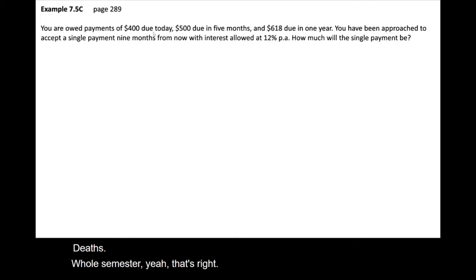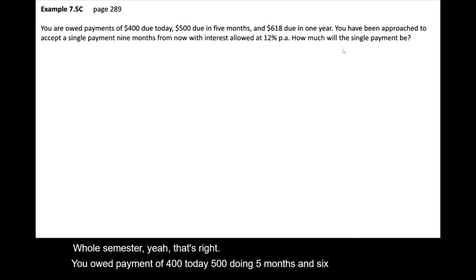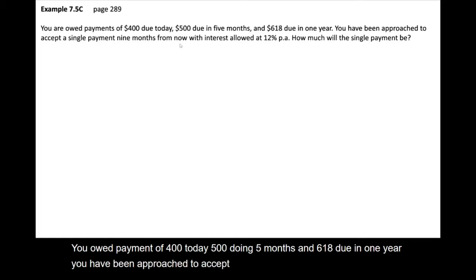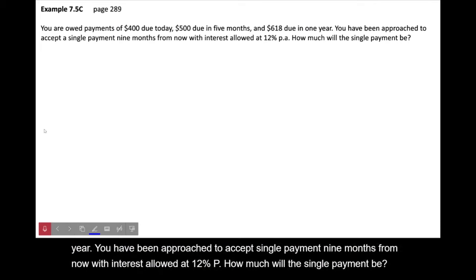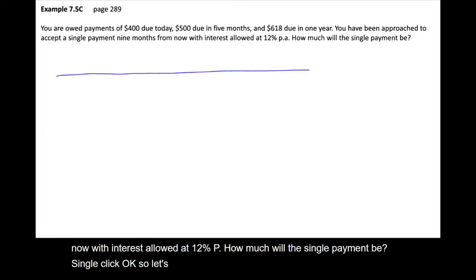You owe a payment of 400 due today, 500 due in 5 months, and 618 due in 1 year. You have been approached to accept a single payment 9 months from now, with interest allowed at 12% per annum. How much will the single payment be? Single payment. Okay, guys, so let's see.